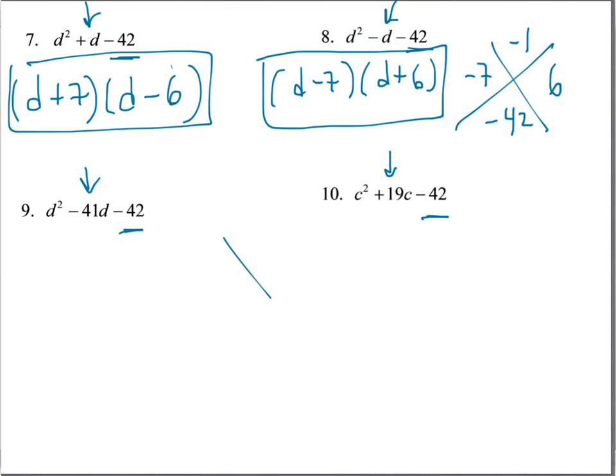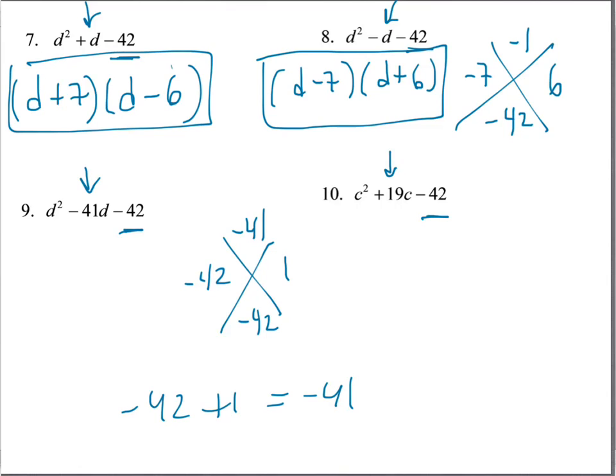Now for this bottom one, again, negative 42 is still the constant, but here their sum is negative 41. So we want to think of factors of negative 42 that add to negative 41. I'm going to guess it's negative 42 and positive 1. Let me think about this for a second. I have negative 42 plus 1. I know that's negative 41, and their product is negative 42. So that's what it is. So it's d minus 42 and d plus 1.